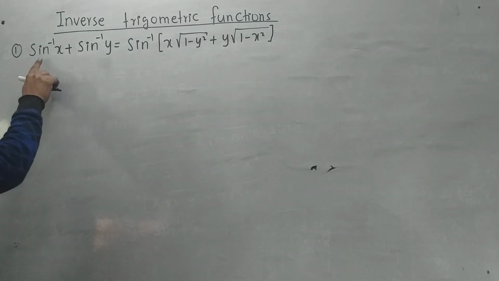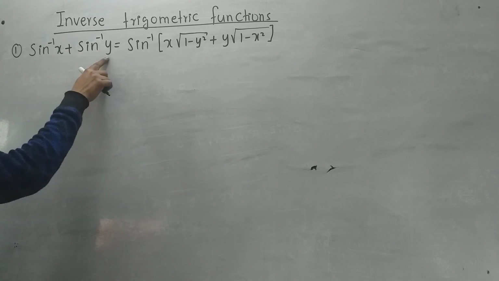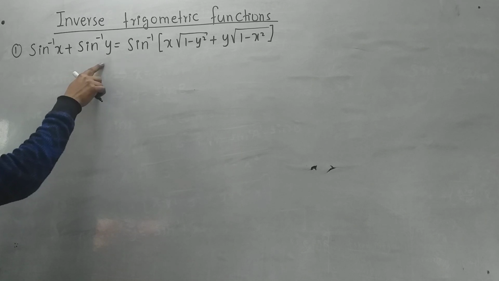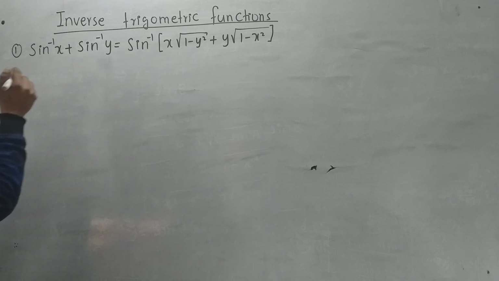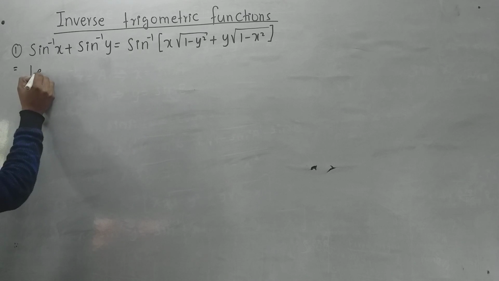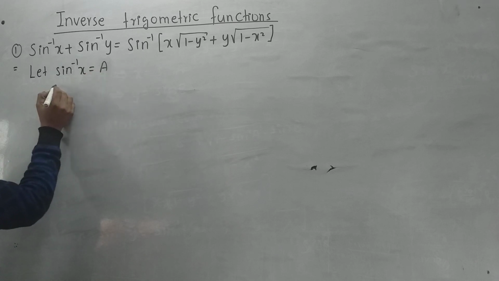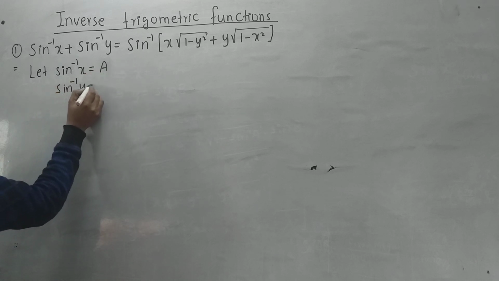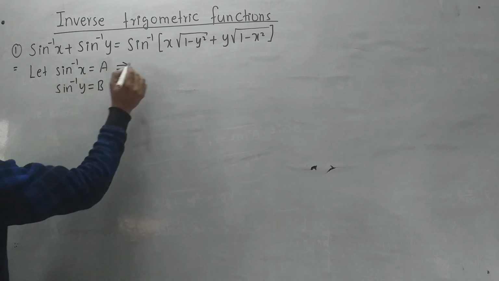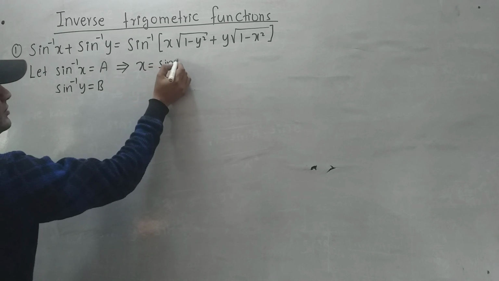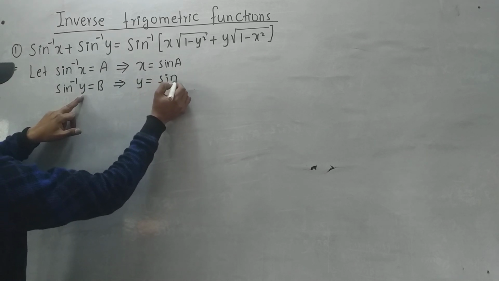So here we have two variables. One is sine inverse x, the other is sine inverse y. x and y are two different variables. I am going to suppose that sine inverse x is angle A and sine inverse y is angle B. So let sine inverse x equal A, and sine inverse y equal angle B. It implies that x equals sine A, and y equals sine B.